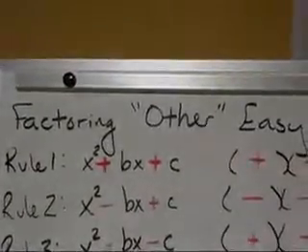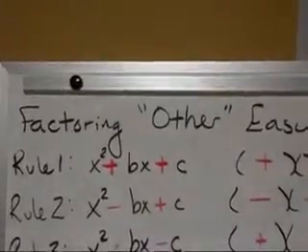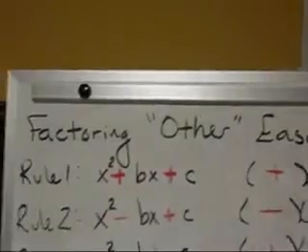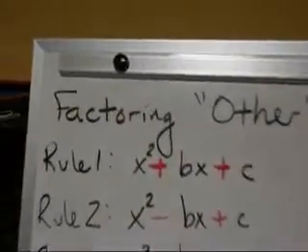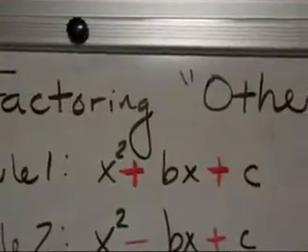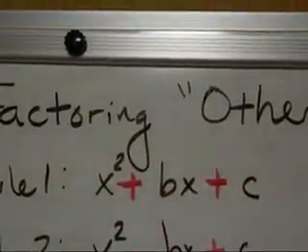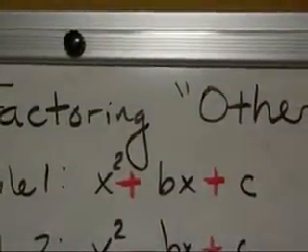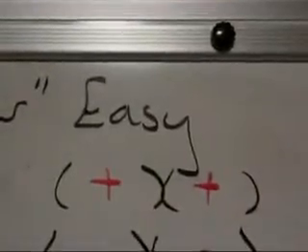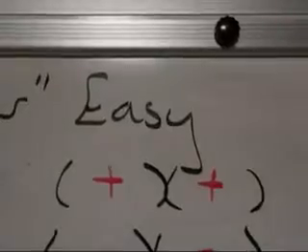This is a little video on how to factor the other type of problem, the easy. Well, there are three key rules. Rule number 1 says that you have an x squared plus bx plus c. Because both signs are positive, to multiply and get a positive and add and get a positive, the two binomials that you will factor into will both be positive.